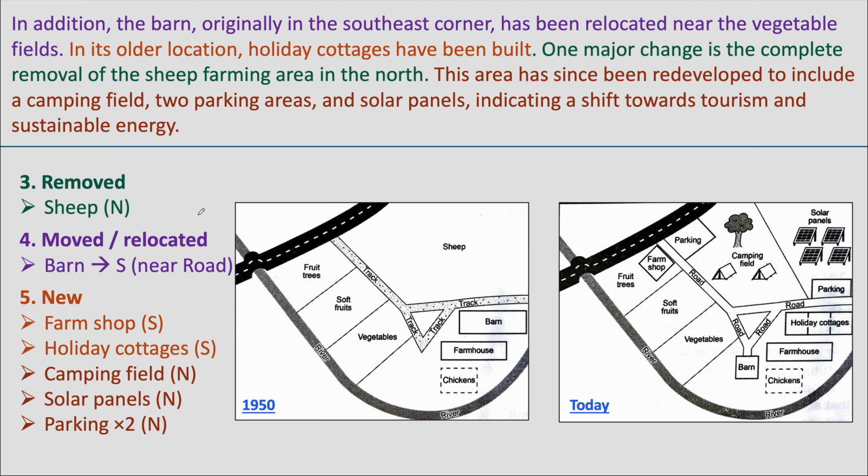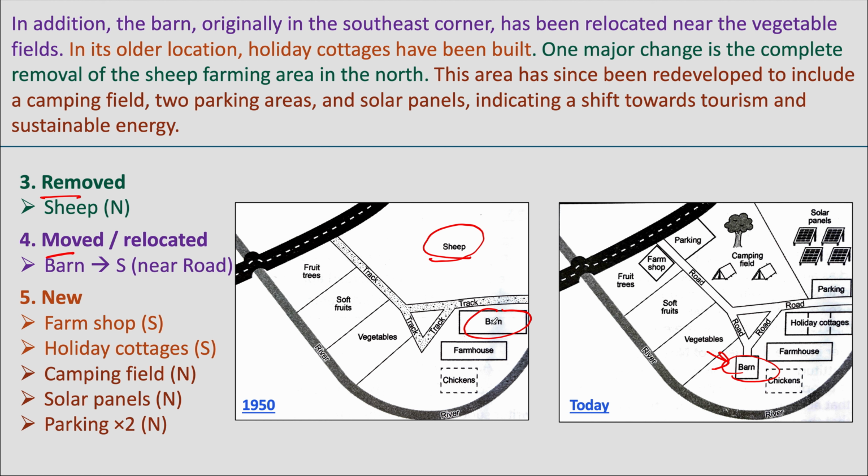We start with what was removed. The sheep farming area in the north no longer exists. This is a complete removal, so it deserves clear mention. Next, we look at what was moved or relocated. The barn, which was in the southeast corner, has been relocated to the south near the vegetables field.